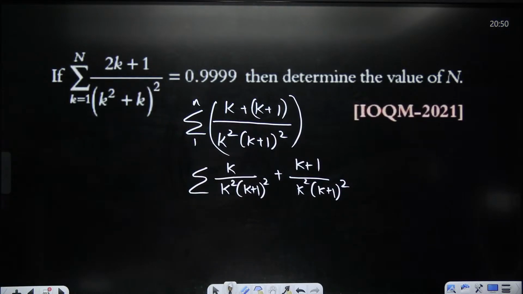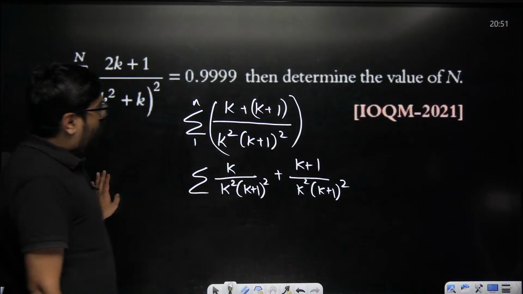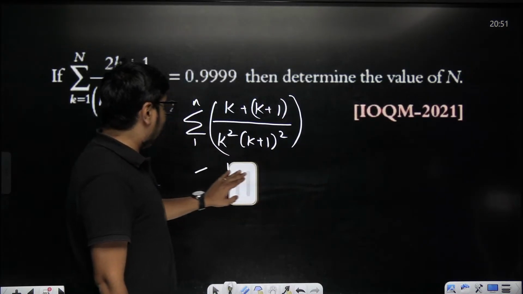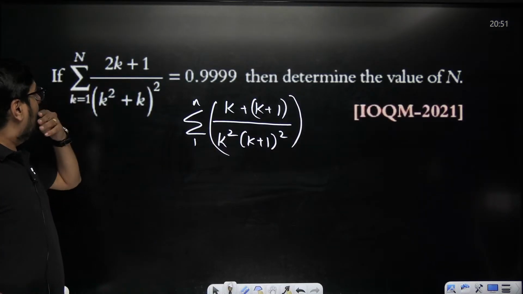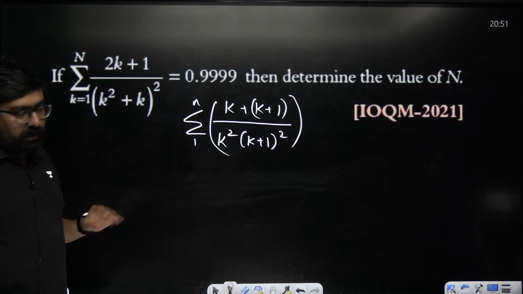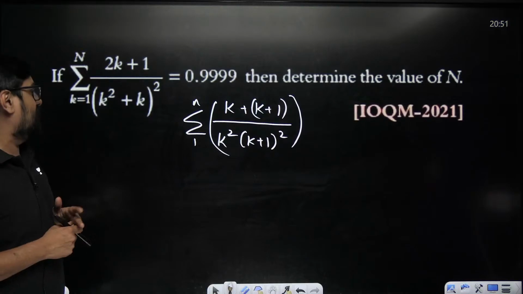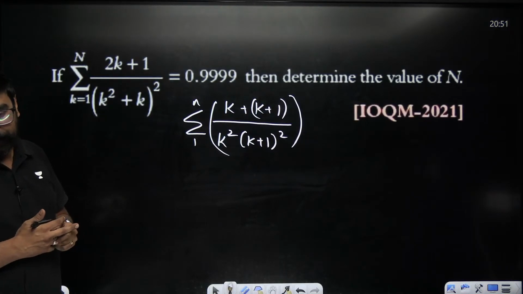So try. Can we do something like this? What do you think? Or should I split it like this or some other way? Because I want to make a telescopic series. Otherwise, I don't have any idea how I will take this forward. This way I am not seeing anything which we can do about it, right?